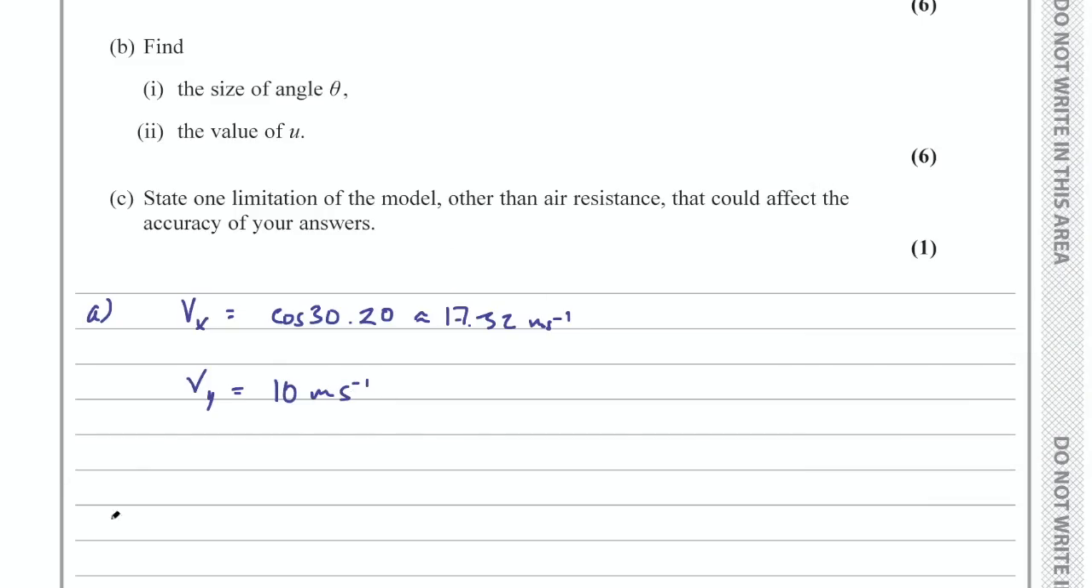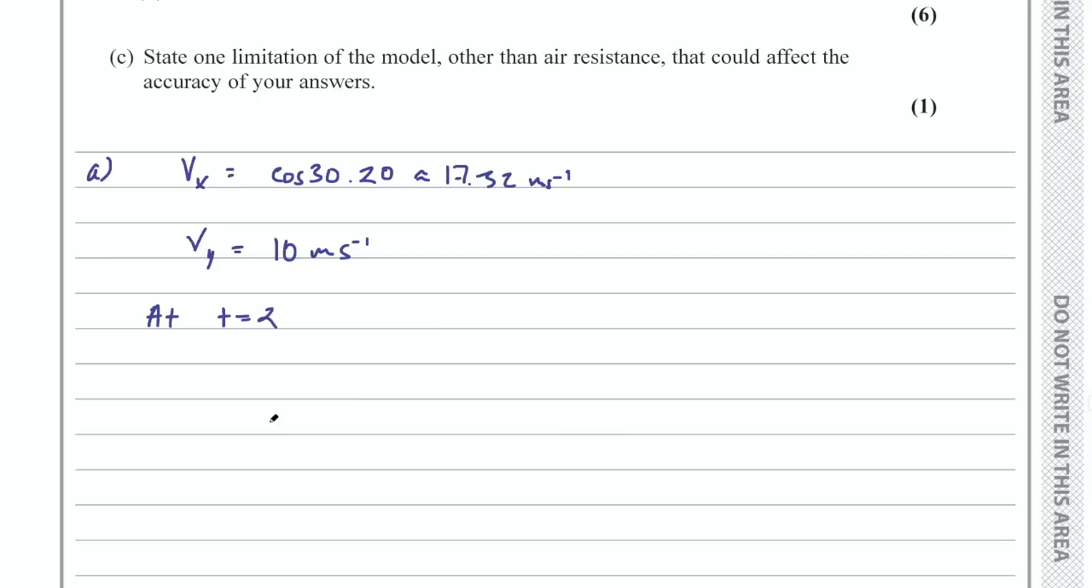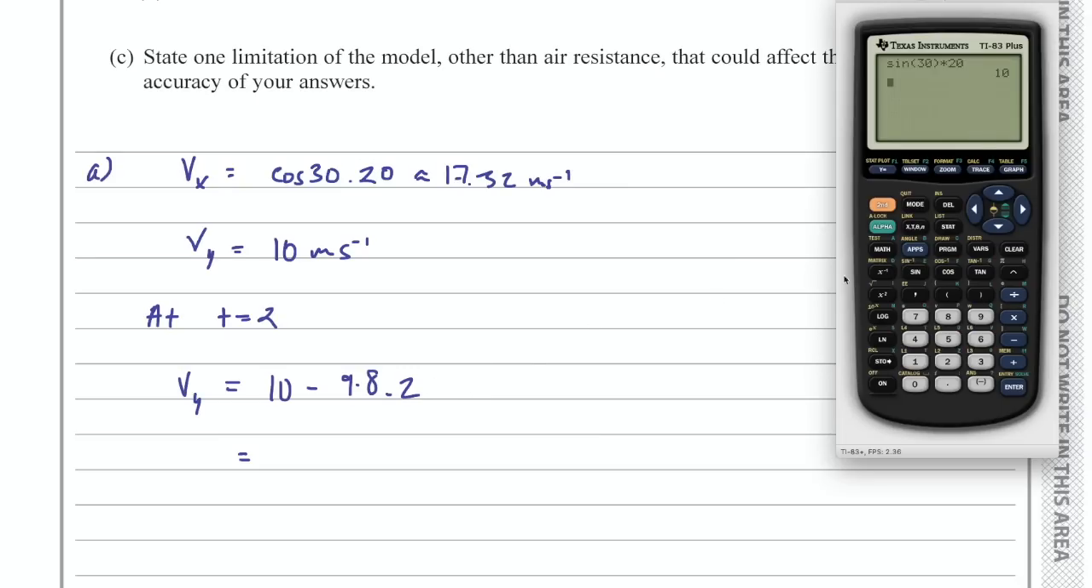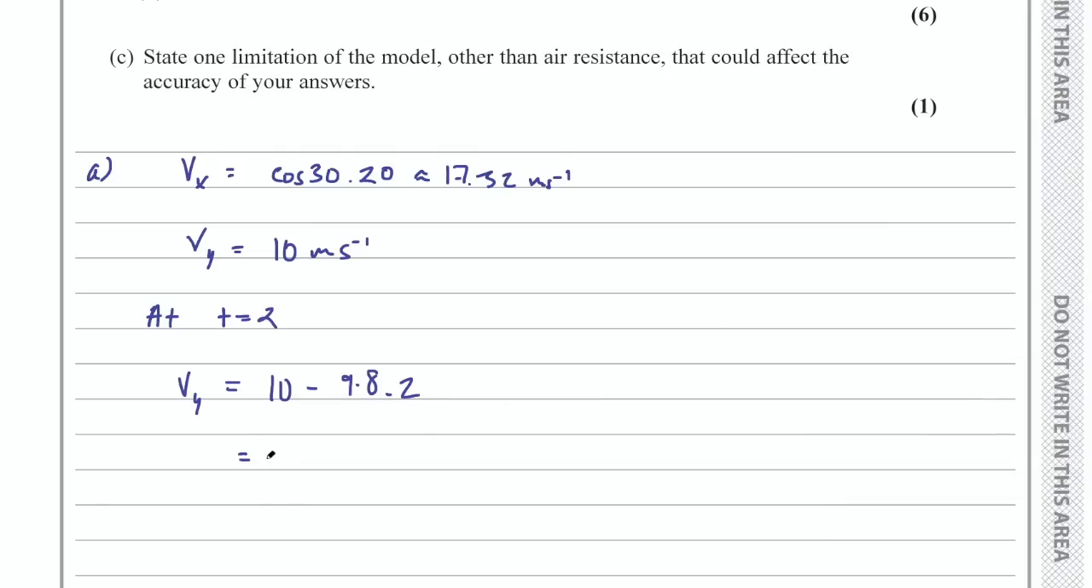Okay, so those are the initial velocities. The horizontal one is not going to change, remember, but at t equals 2, we can also work out the vertical velocity. The final velocity is the initial velocity, take a times t, so 10 take 9.8 times 2. Putting that into a calculator, I get negative 9.6 for the vertical velocity after 2 seconds.